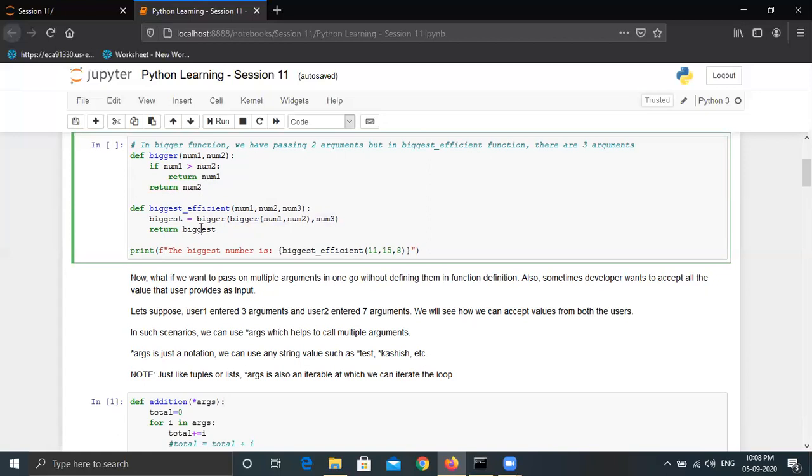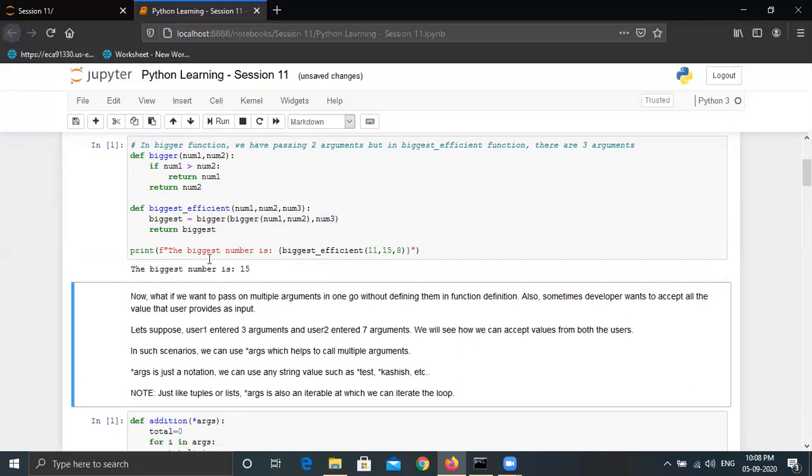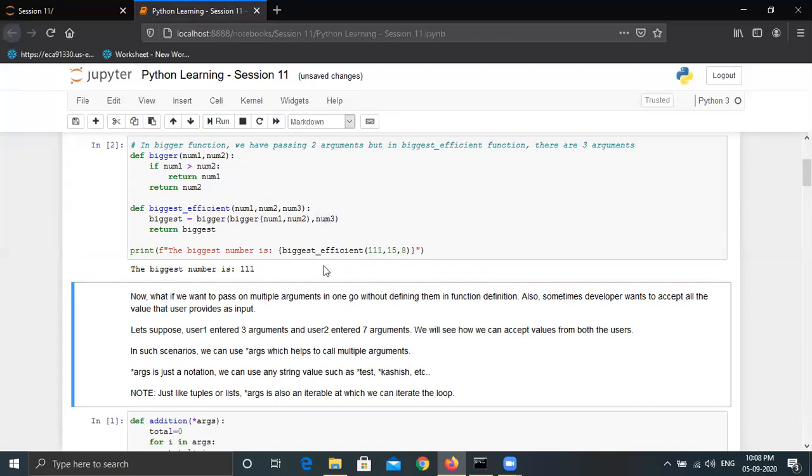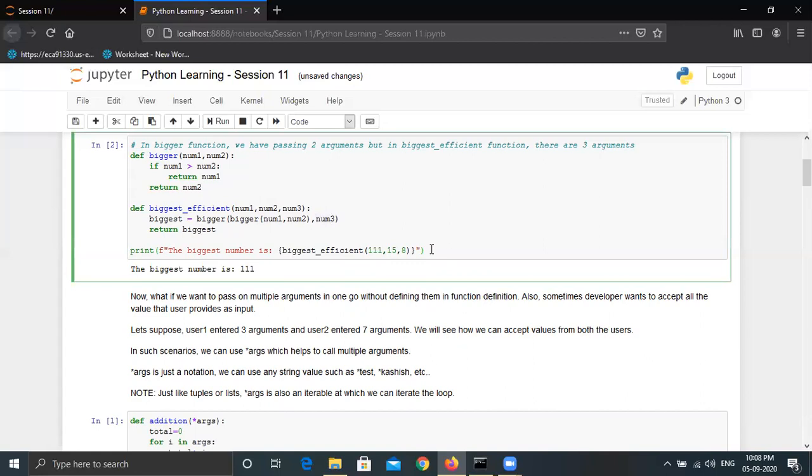So this is the basic idea that we discussed in the previous 2 sessions. Let me run this, and we can see that the biggest number is 15 out of these 3 numbers. We can also try something else. Now we are getting triple one. So this means that our functions are working fine. I wrote this example to first of all revisit the concept.